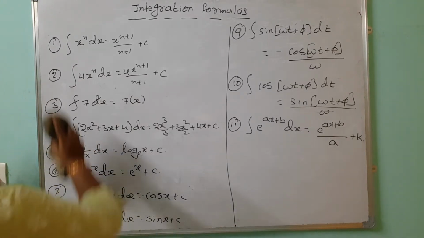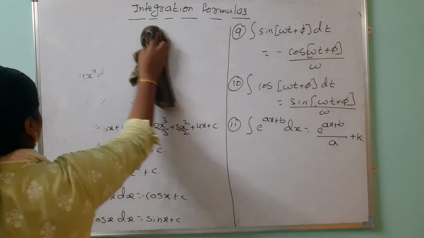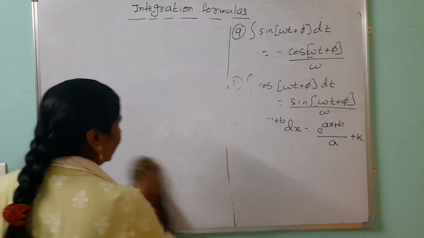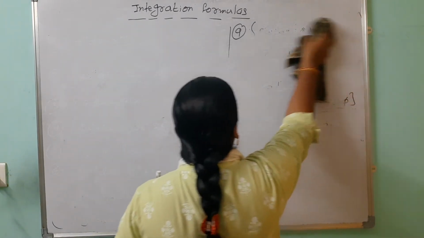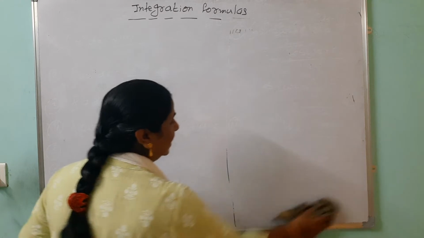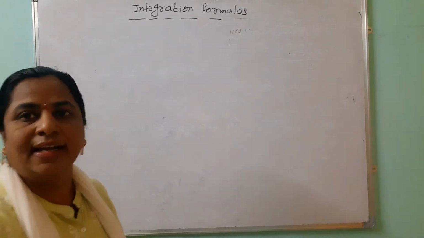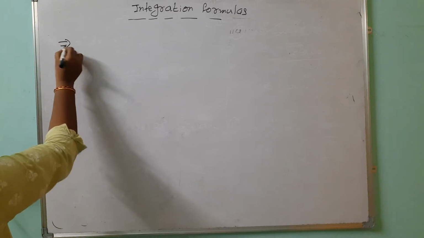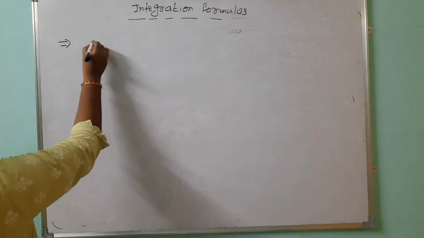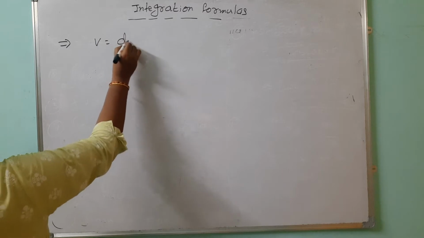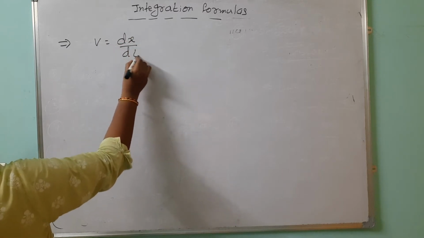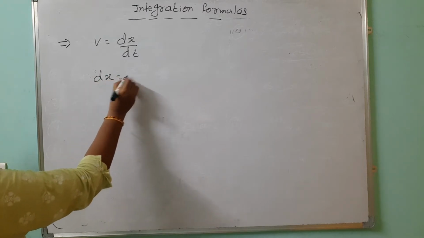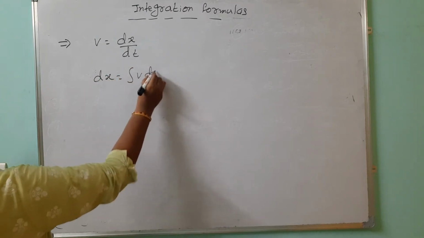Then where are we using it in physics? I am explaining to you, listen carefully. In our motion in a straight line chapter, you know that the rate of change of displacement is called velocity, and the rate of change of velocity is called acceleration. Reverse of differentiation or derivation is called integration. See, v equals the rate of change of displacement. When we do the cross multiplication, we get dx equals integration of v dt.